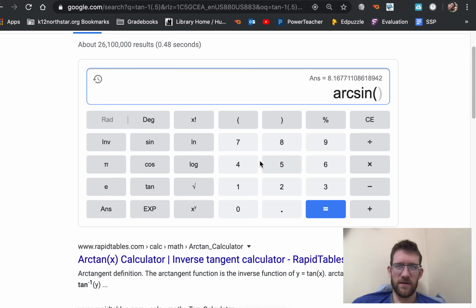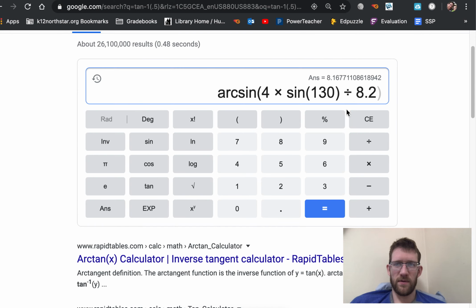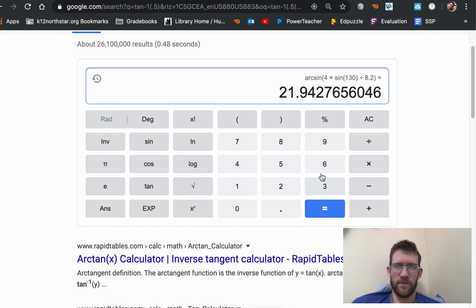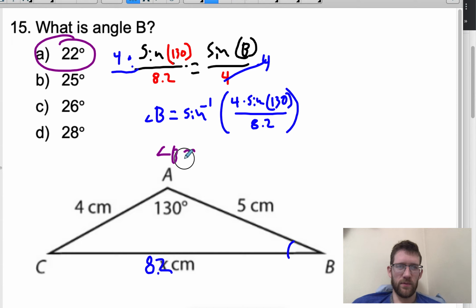I forgot to take the inverse sine. 4 times the sine of 130 divided by 8.2. Is that right? Inverse sine of 4 times the sine of 130 divided by 8.2 gives me 21.94. 21.94 rounds to the nearest degree, and it'll be approximately equal to 21.94 degrees. Cool.